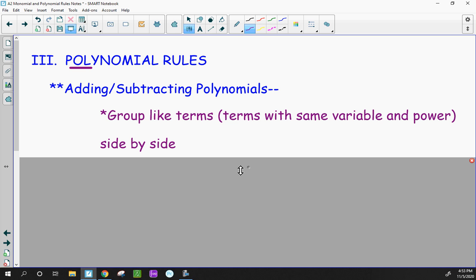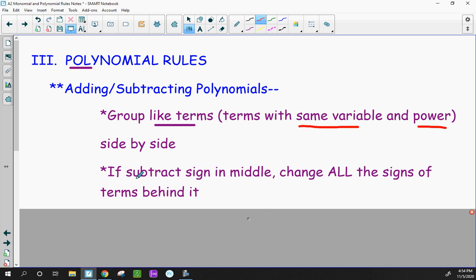First, you need to group like terms. Like terms means terms that have the same variable, but also the same power. So x to the second and x to the second are like terms. However, x to the third and x to the second are not like terms. So you're going to group those terms side by side. So you will have to rearrange some of the problems. Again, you want to group your like terms, write them side by side.